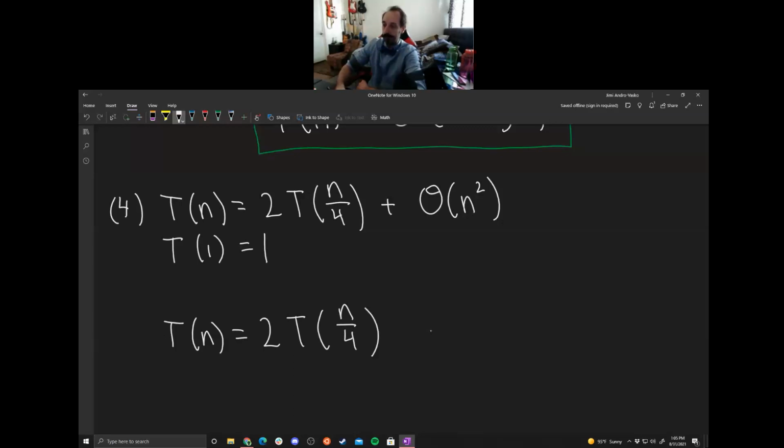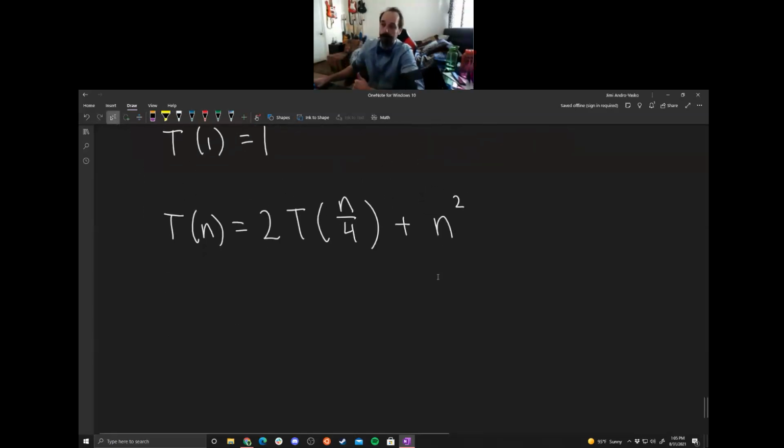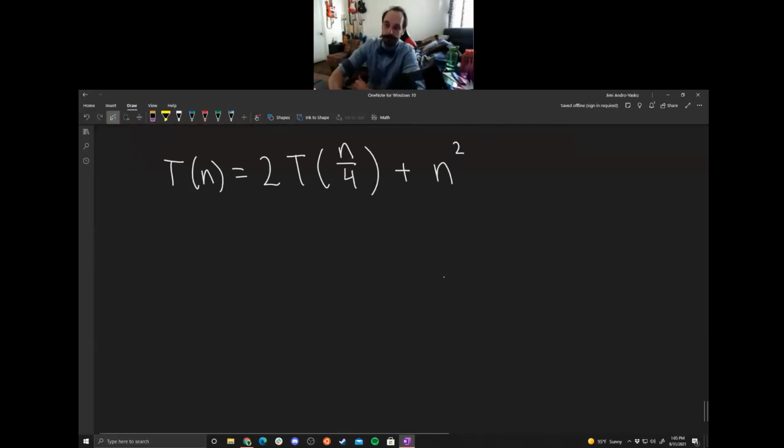And I'll just make this n squared. Since it's theta of n squared, we can pick any function, so why not just pick n squared? It's the simplest version of any quadratic function, so why make this complicated? Just pick n squared.